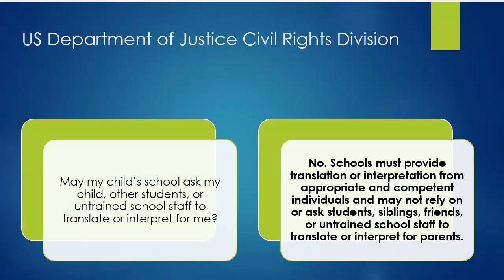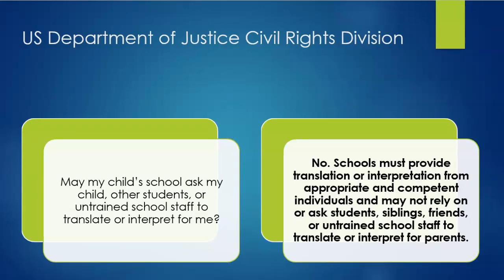So, what does the U.S. Department of Justice Civil Rights Division say when it comes to asking someone, like for example, what I mentioned, my case, to interpret at a school district? At the time, I was not an employee of the school district, right? So here the question poses, may my child's school ask my child, other students, or untrained school staff to translate or interpret for me? This is the U.S. Department of Justice Civil Rights Division. So this is a federal law, and it says no. The answer is no. And take notes because this is a question in your upcoming quiz.